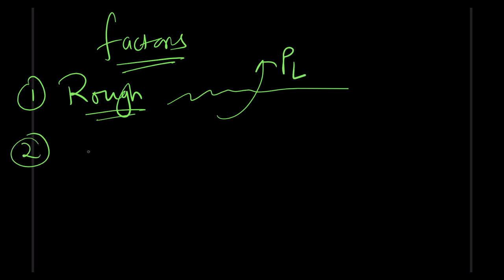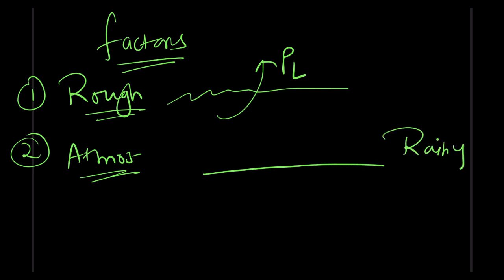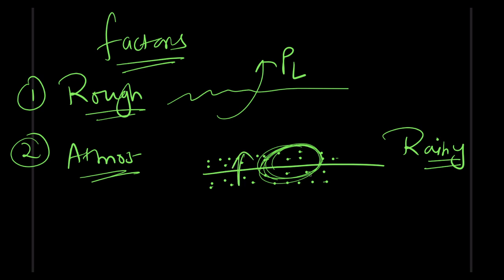The second one is that it depends upon the atmospheric condition. For example, if this is a conductor and it is the rainy season, then there will be more moisture in the air as compared to the summer season. So in the rainy season, the chances of ionization of the air will be more. Due to this humid weather, there is a high chance of corona.